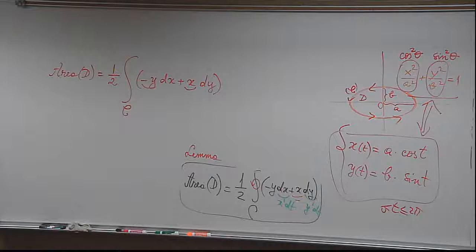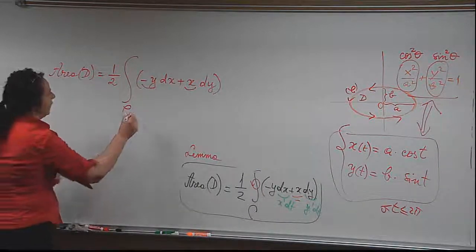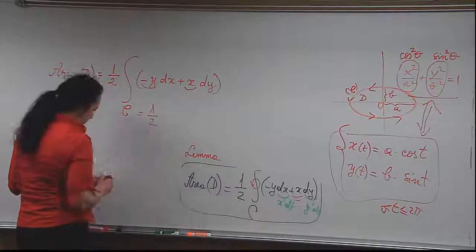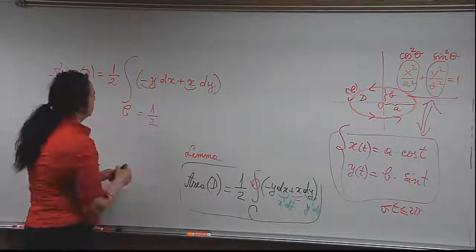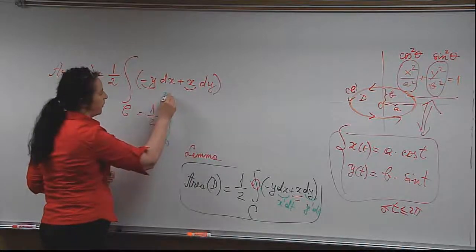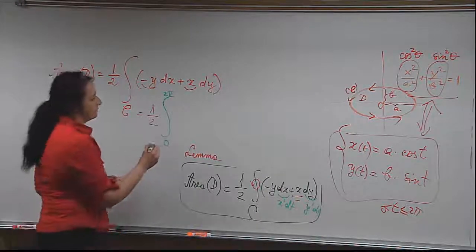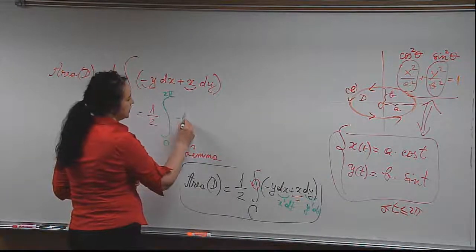Let's do it then. Can we do it by ourselves? I think so. Let's see. 1/2 is 1/2. And I don't like the thing because it's not nice. Integral of time from 0 to 2 pi, it should be measured. Y is minus b sine t.